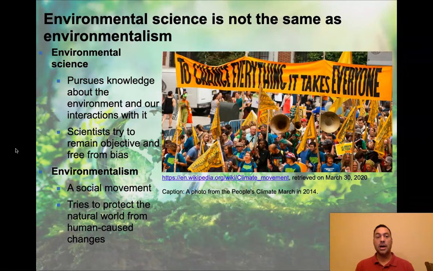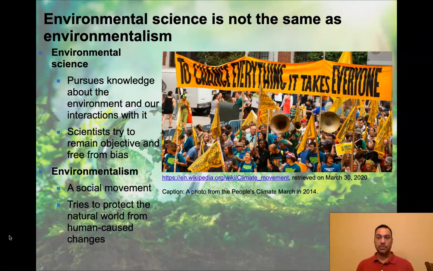Another thing that you might see that's constantly conflated with environmental science is environmentalism. Environmentalism is a social movement. Sometimes it's a political movement, but it's largely a social movement. And it tries to protect the natural world from human-caused changes. Now, environmentalism is not objective. It is not free from bias.